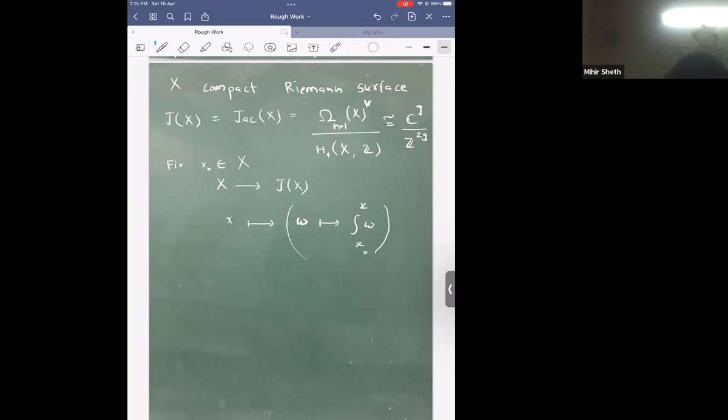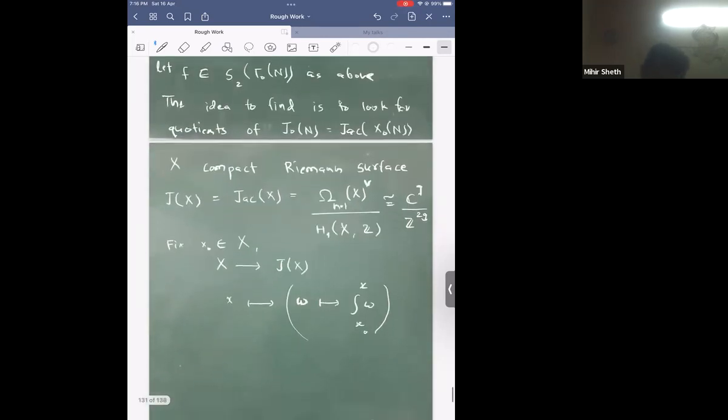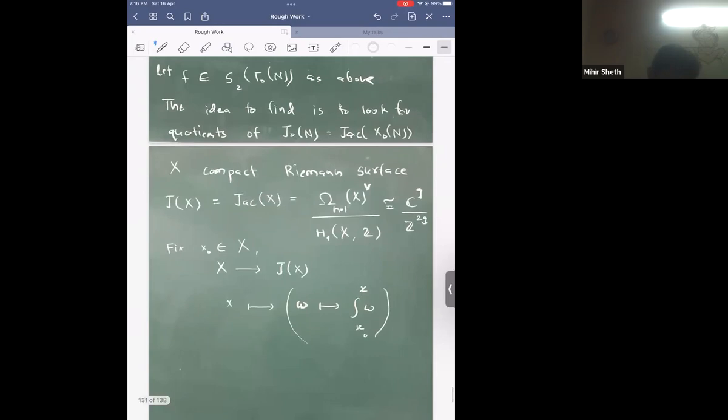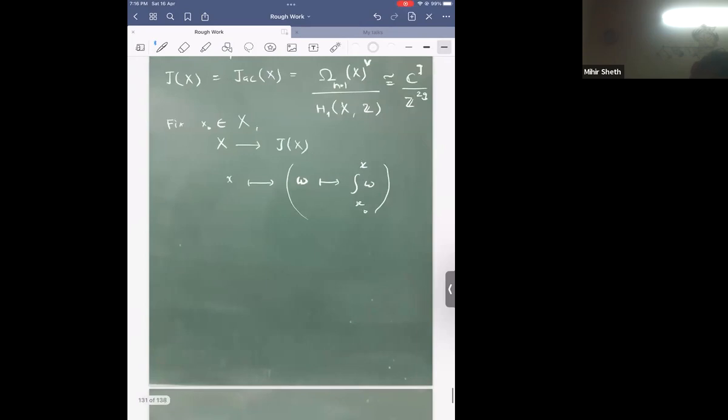And this is independent of the path chosen from x0 to x, because we mod out by H1 of X. So we mod out by the loops, basically, so that it is independent of the path chosen. So as I said, we want to consider Jacobians of modular curves, and we want to construct the quotients of this thing.